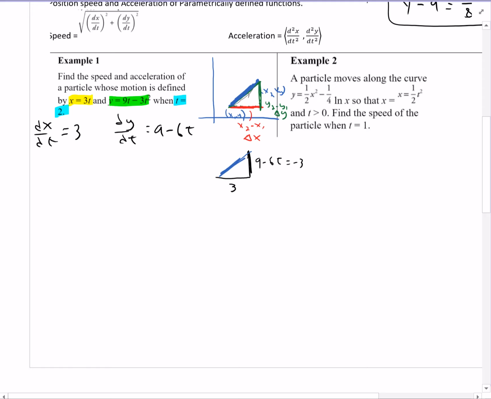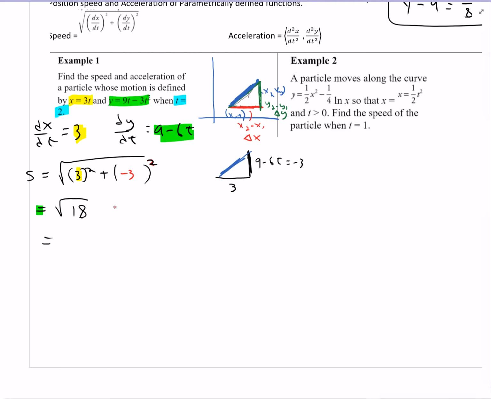So if we want to know the speed, it's going to be the square root of 3 squared, which is just this guy squared, plus negative 3 squared, which is just this guy evaluated at 2. Then we can simplify this. We're going to get the square root of 9 plus 9, which is the square root of 18. You could say 18 is 9 times 2, so this would be 3 square roots of 2. That's the speed.